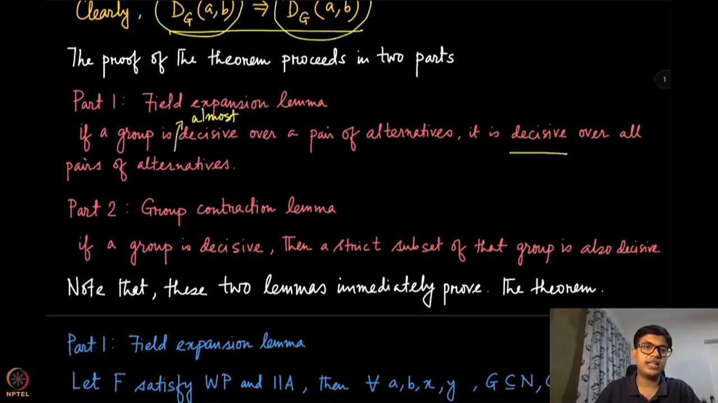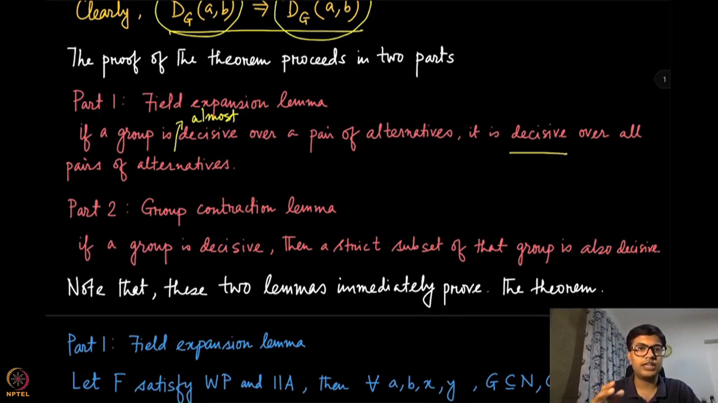Now, once we have that, the second part is essentially known as the group contraction lemma. And as the name suggests, if you have a group which is decisive, then this group contraction lemma says that you can look at a strict subset of that group which is also decisive. And now you can already begin to see why these two parts essentially prove the theorem.